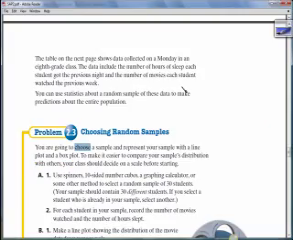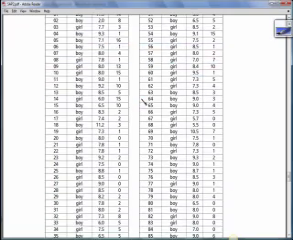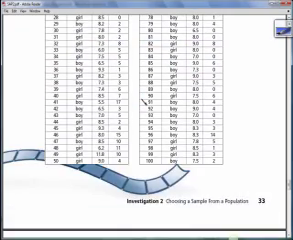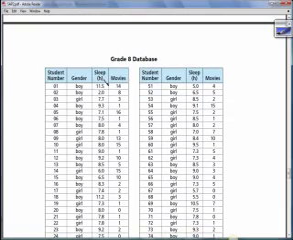The table on the next page shows data collected on a Monday in an 8th grade class. The data includes the number of hours of sleep each student got the previous night and the number of movies each student watched the previous week. We can use statistics about a random sample of these data to make predictions about the entire population. So if you turn the page, you see this wealth of data here. 100 students were polled about how much sleep they got the night before and how many movies they watched the week before. Okay, so that's the data that we're going to use.